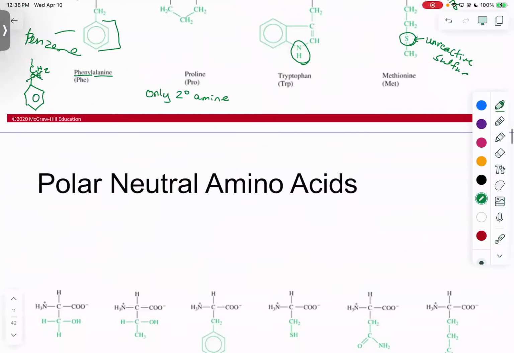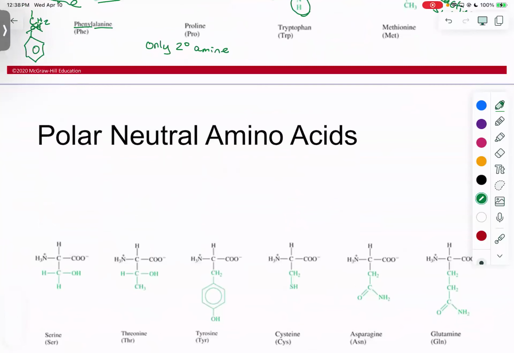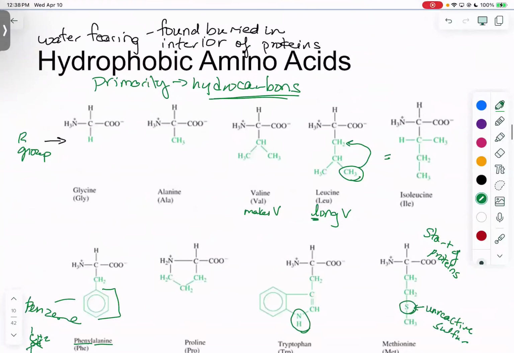It's very, very unreactive. Okay, so now we're switching gears. Everything on this page was basically non-polar. So we're going to say generally non-polar. We don't typically classify them as non-polar because you have something with a nitrogen in it, right? You have something with a sulfur in it. It's not truly non-polar, but they're all hydrophobic, but generally they're not.